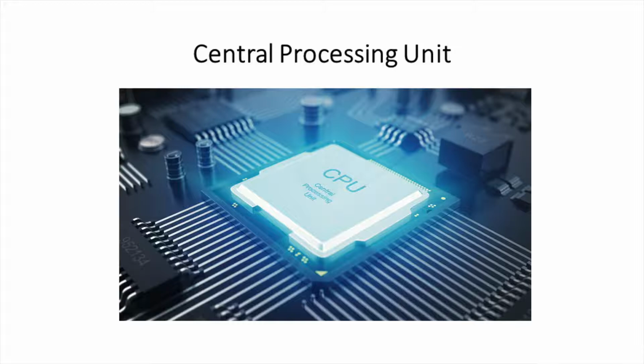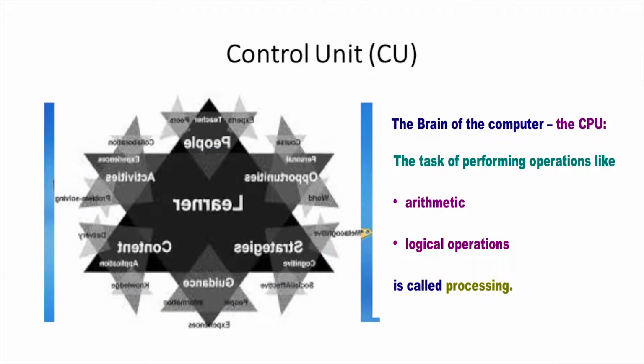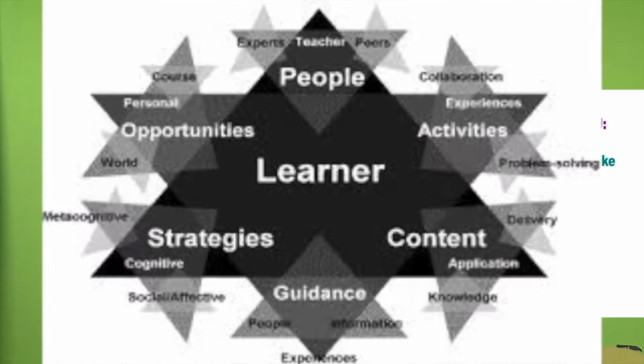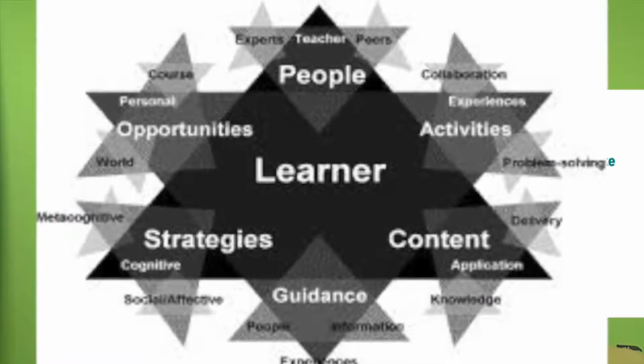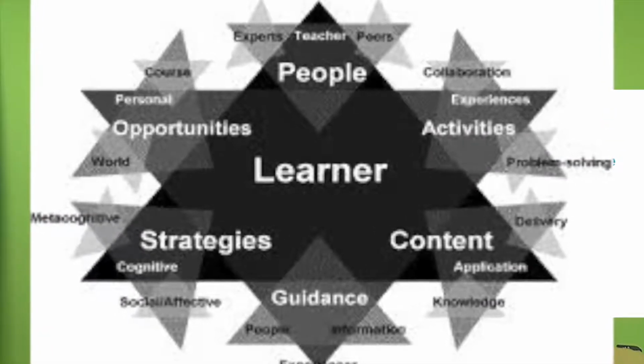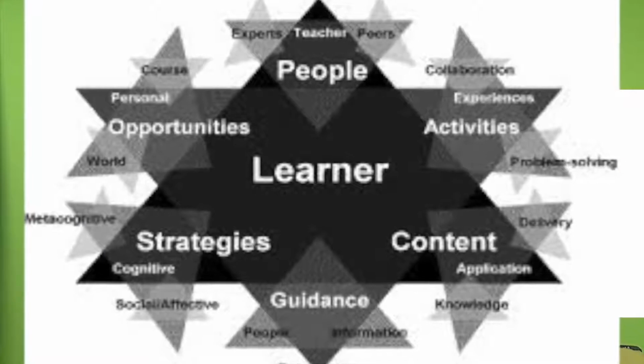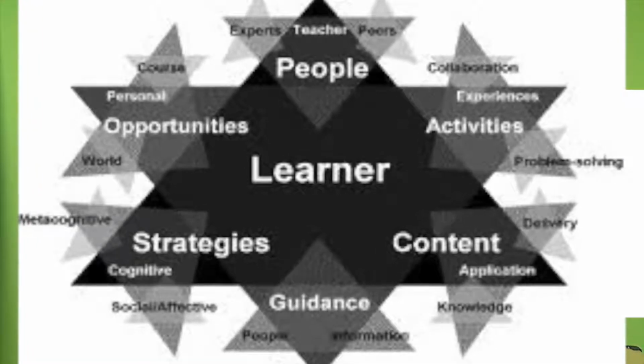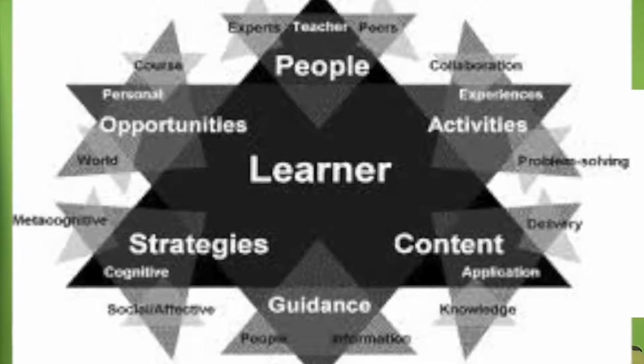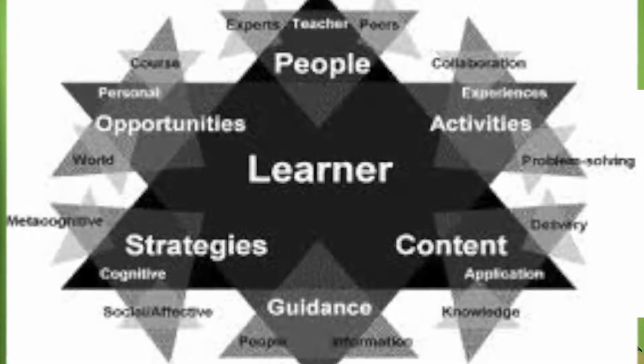Next, we move on to the brain of the computer, the CPU. The task of performing operations like arithmetic and logical operations is called processing. The central processing unit or the CPU takes data and instructions from the memory unit and makes all sorts of calculations based on the instructions given and the type of data provided. It is then sent back to the memory unit.